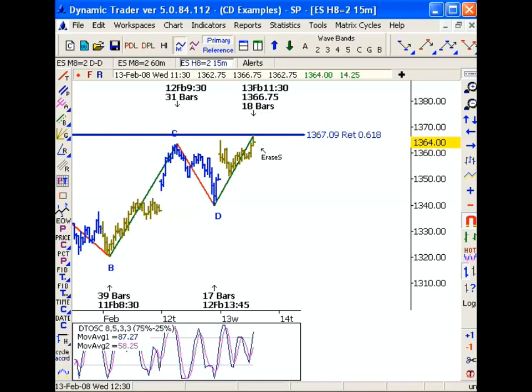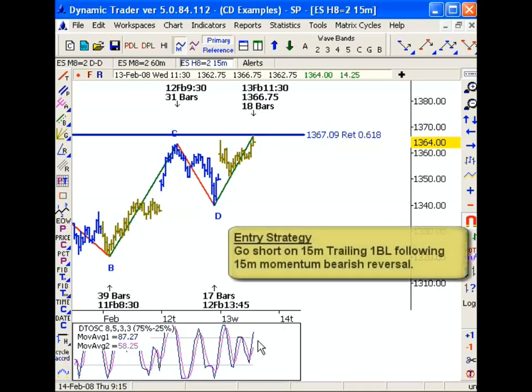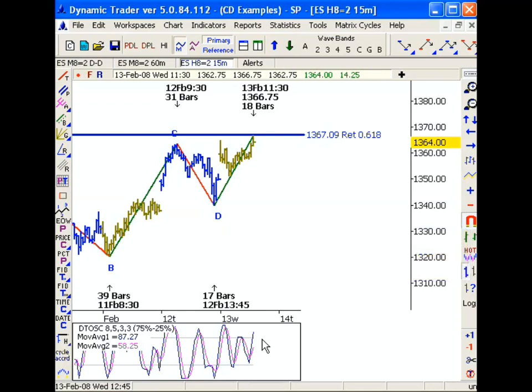So our entry strategy will be to enter a short position following a 15-minute momentum bearish reversal on the 15-minute trailing 1-bar low. So we have to wait until the 15-minute momentum makes a bearish reversal. We already know the higher time frame 60-minute is overbought. We have to wait for the 15-minute to make a bearish reversal before we look to execute a short trade.